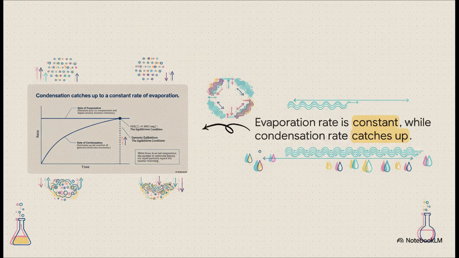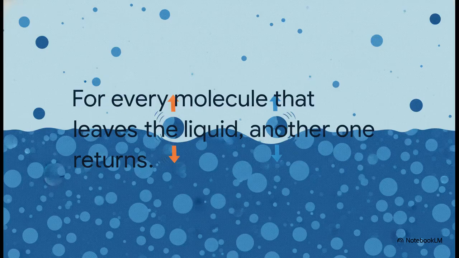And then, bam! See where they meet? The rate of condensation has caught up, and now it perfectly matches the rate of evaporation. That, my friends, is our equilibrium point. So there's our answer. The pressure isn't constant because things stopped happening. It's constant because the two opposite processes, evaporation and condensation, are in this perfect dynamic balance.